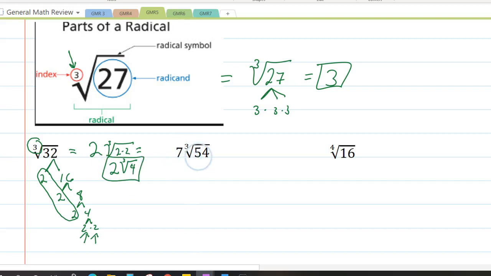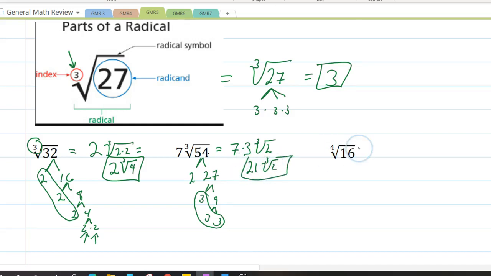Now I have 7 cubed root of 54. Again, the 7's already outside, so I'm just going to move him over. The 54 can break into 2 times 27. Well, 27 breaks into 3 times 9, and 9 breaks into 3 times 3. I take the group of 3s. They get to come out of the house, so I write them out of the house. And I still have a cubed root of 2 left over. Since both the 7 and the 3 are outside the house, they get to multiply. 21 cubed root of 2.